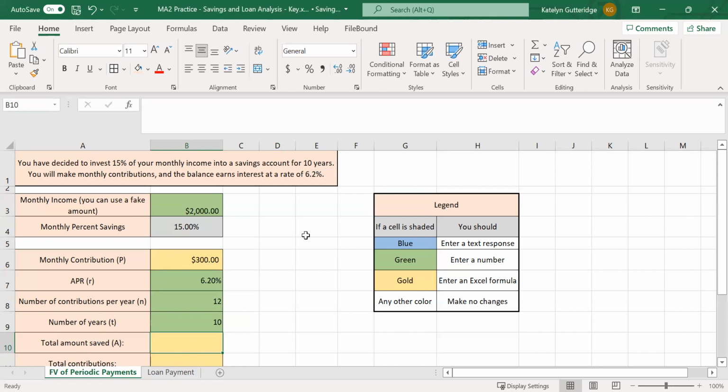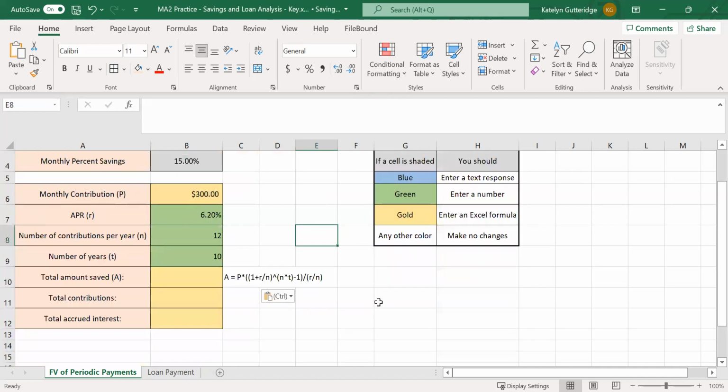So we need to figure out how much money we've contributed along with all of the interest in there. We have a handy dandy formula to do this. Let me copy the formula onto this Excel so we can see it. So this formula here, A equals P times parenthesis, 1 plus R over N to the N times T, minus 1, all over R over N. This is our future value of periodic payments formula.